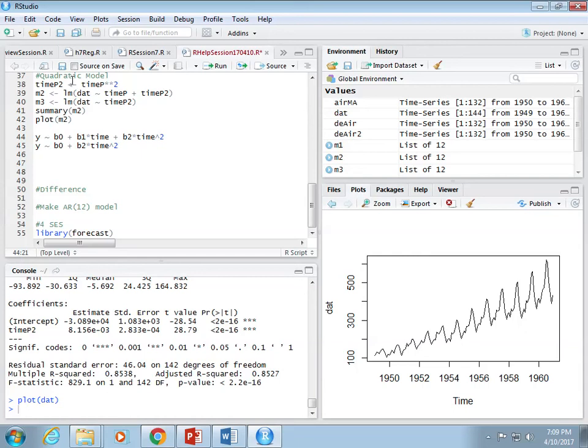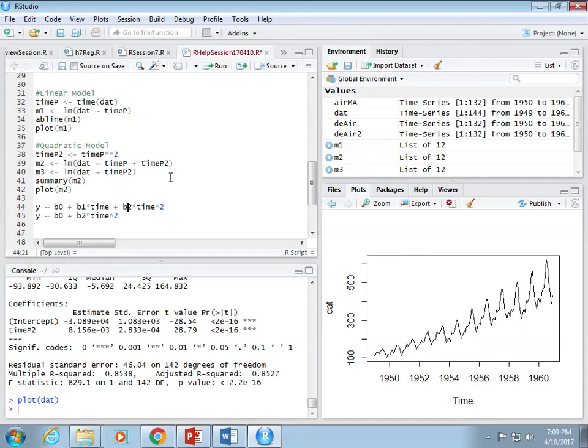Which one's the first one? You're saying this? The B0 plus B1 times B2 times... This one right here? Yeah, this one's going to have the best R squared because it has the most predictors. So you can't decrease R squared whenever you add a predictor.